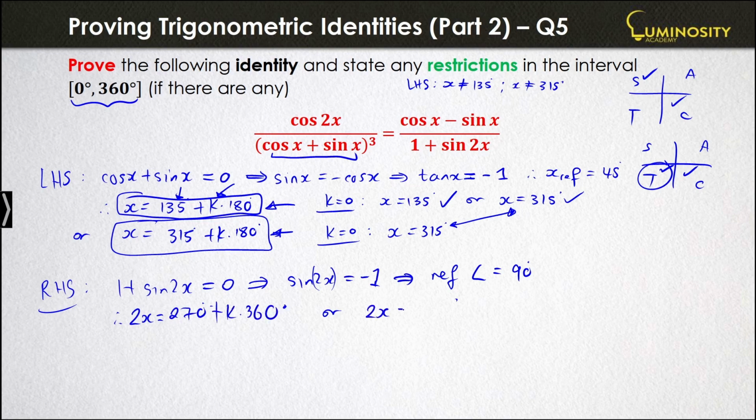Or the angle 2x is going to be 360 minus the reference angle, which is 90. 360 minus 90 is 270 degrees. Okay, you can see you get the same solution set in both cases. So you just need to solve for one of them.